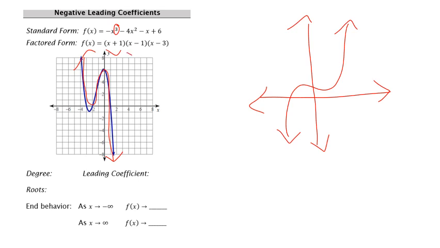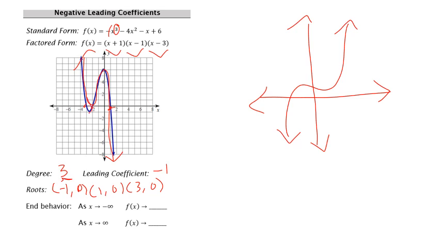The roots, we would still do the same thing. It's a degree 3. We have 3 roots. I could read them from the graph, or I could read them from here, and they're the opposite of what's in the parentheses. But also, the degree would be 3. My leading coefficient in this case is a -1 because there's a negative in front. And the end behavior is still going to go in opposite directions.